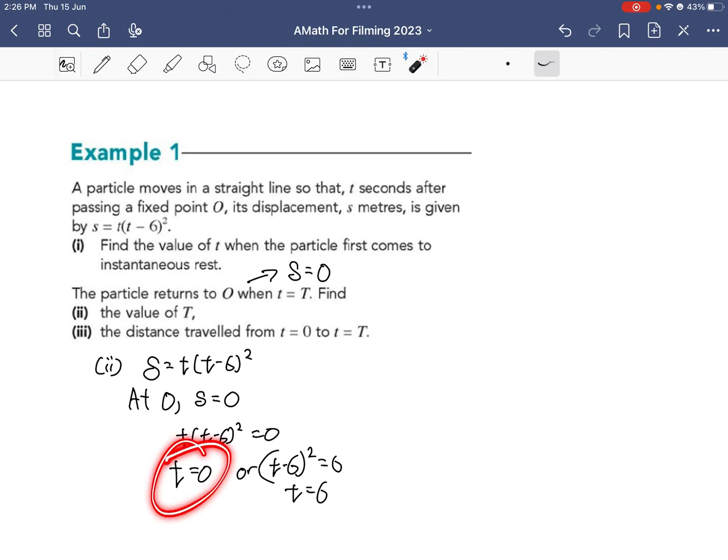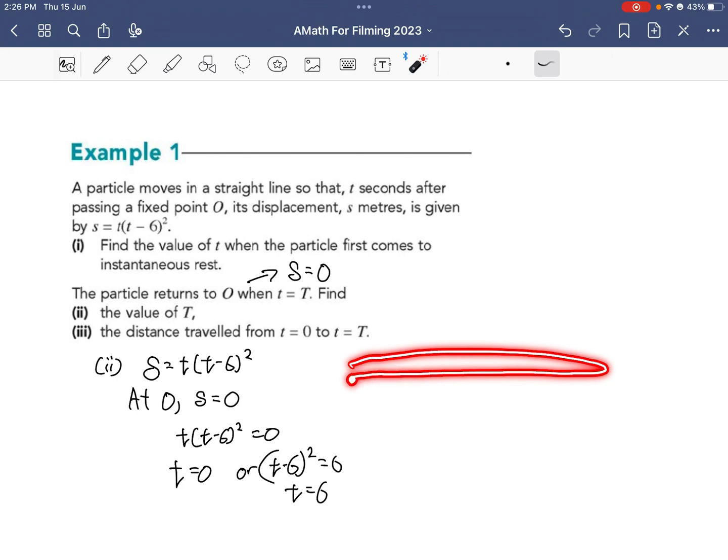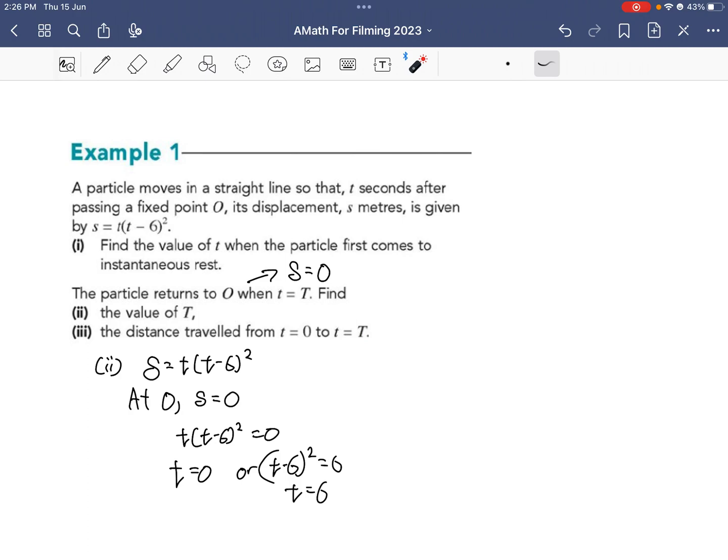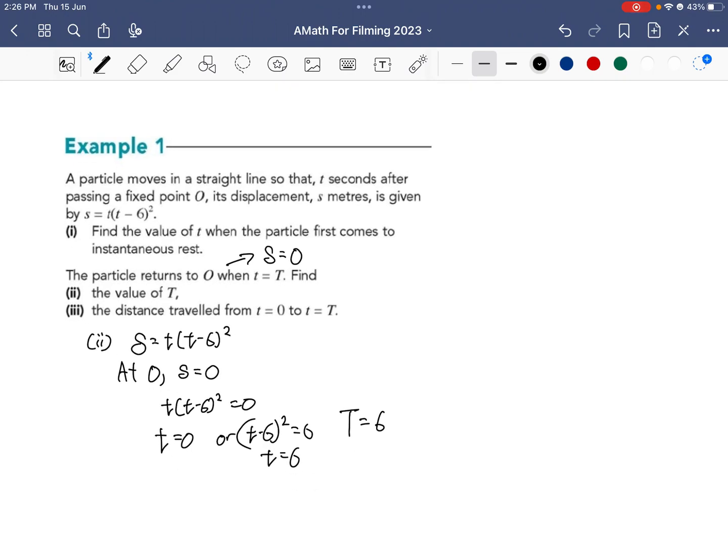T equals 6. So at 0 seconds it is at the starting point, and at 6 seconds it is at the starting point again. That means it has traveled, then gone backwards until it reached the starting point. This point here is when t equals 6 seconds. The starting point is t equals 0 seconds, so the particle is moving in this way. So in this case the value of t is equal to 6.